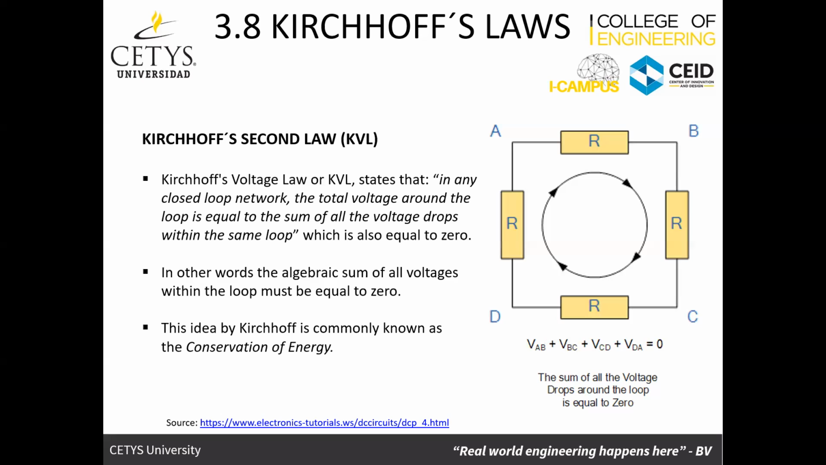So if I have a loop, for example, this loop has 4 elements. That's a loop within a circuit. If I calculate the voltage of each of these elements, the algebraic sum of those voltages has to be equal to 0. So some voltages are going to be positive, some voltages are going to be negative. Everything has to balance itself out.